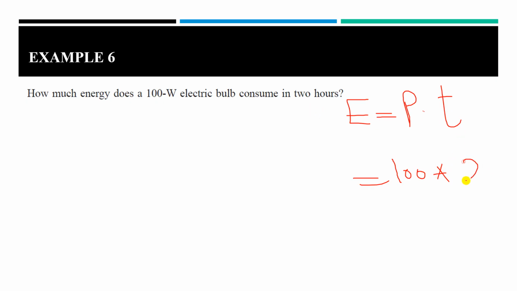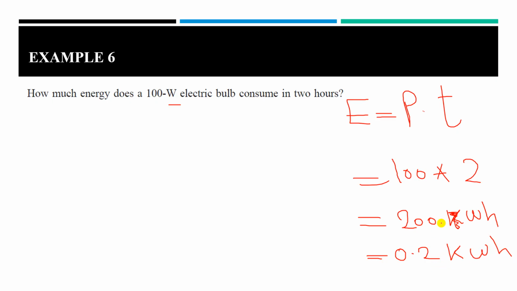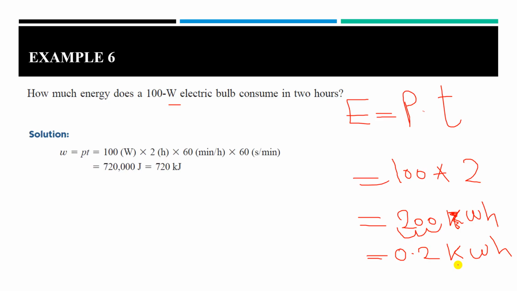2 hours. So the energy consumed is 200 kilowatt hour. Kilowatt hour? No, there is no kilo here. Okay, because it is only watt, so it will be 200 watt hour, or we can say 0.2 kilowatt hour. Okay, 10 to the power 3, so 1, 2, and 3, 0.2 kilowatt hour. So as you can see here, not the same answer. Okay, I will tell you now why.